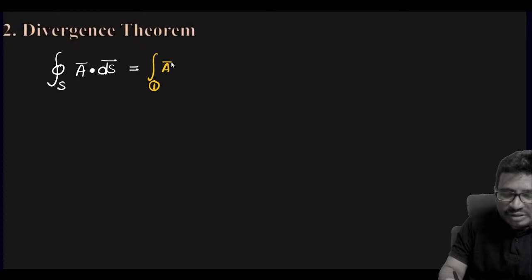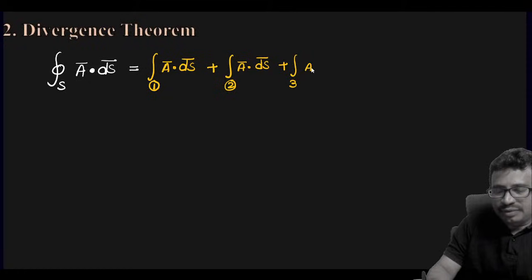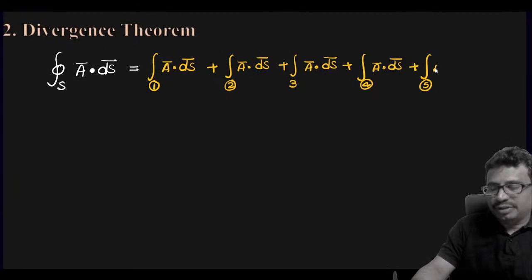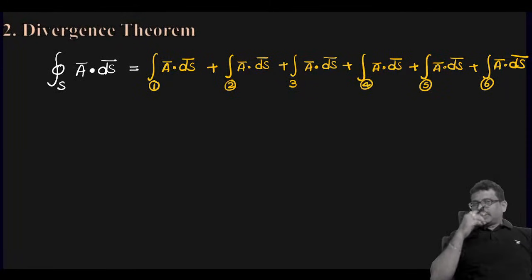First open surface of A bar dot dS, plus second open surface of A bar dot dS, plus third of A bar dot dS, plus this fourth of A bar dot dS, plus fifth of A bar dot dS, plus sixth of A bar dot dS. We need to split it as 6 open surface integrals now.